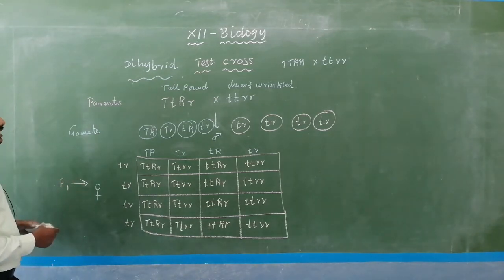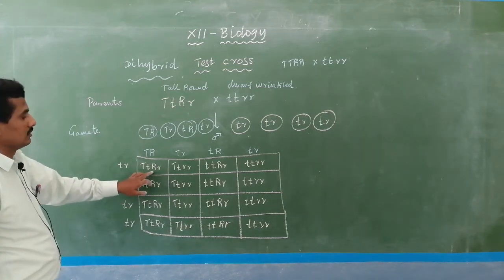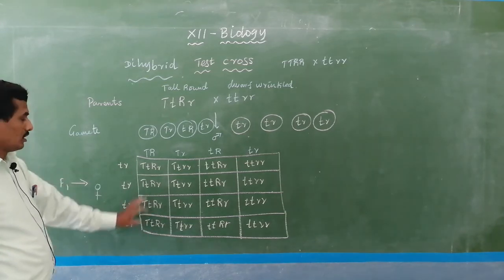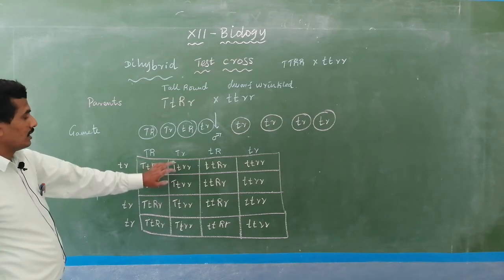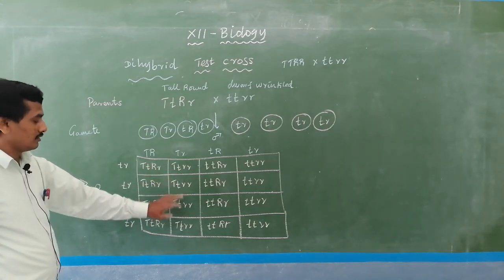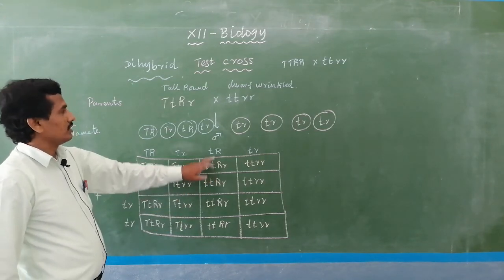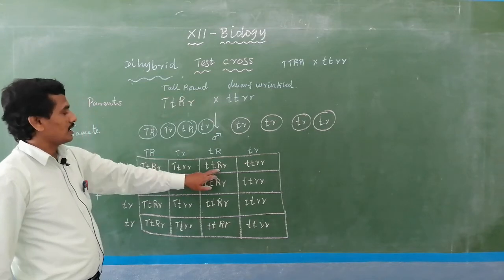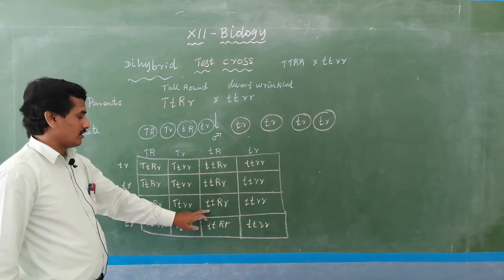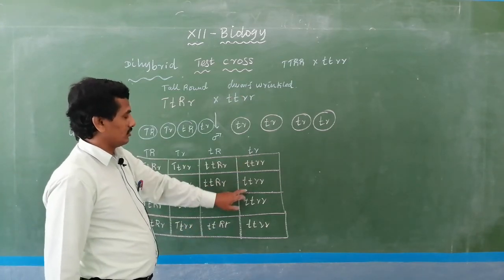So, how many types of characters are produced? This is tall plant with round seed, four times, and the four are similar. Here tall plant with wrinkled seed, four times, and dwarf plant with round seed. Dwarf with capital R means expressing the round. Dwarf plant with round seeds, and dwarf plant with wrinkled seeds. So, actually this is a character.